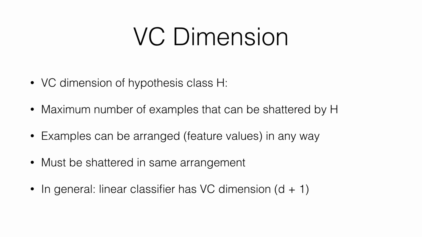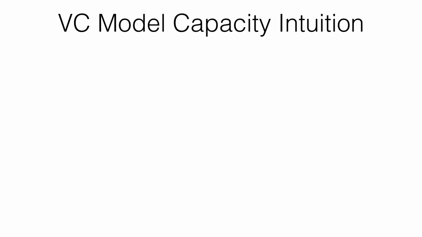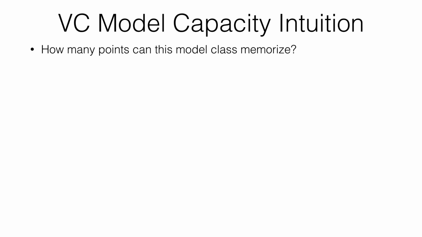So why does a linear classifier have a VC dimension of d plus 1? Or not so much why, but can you convince yourself that that's true? Other ways to think about VC dimension and model capacity: you can think of the VC dimension as how many points this model class can memorize. Because if you can shatter the points, then you can produce any labeling, and therefore whatever data set you give it that is underneath that VC dimension bound, a learning algorithm that chooses a member of the hypothesis class can choose some hypothesis that will produce any possible labeling.